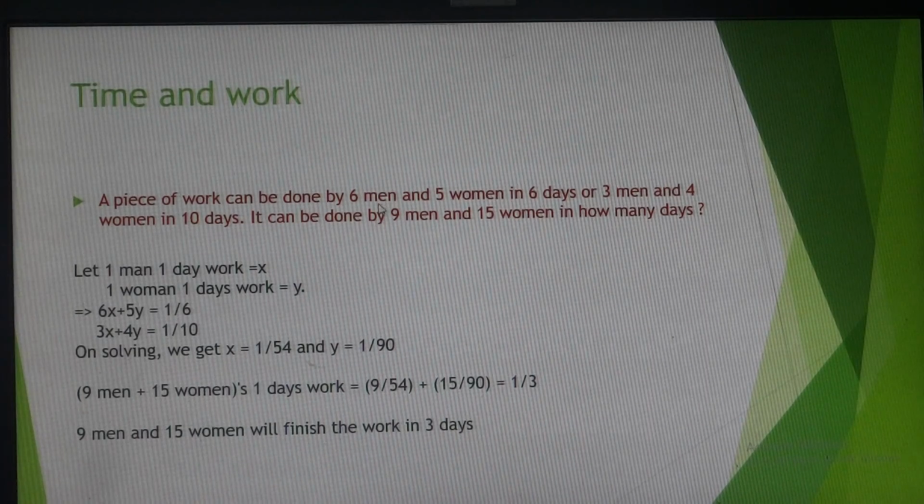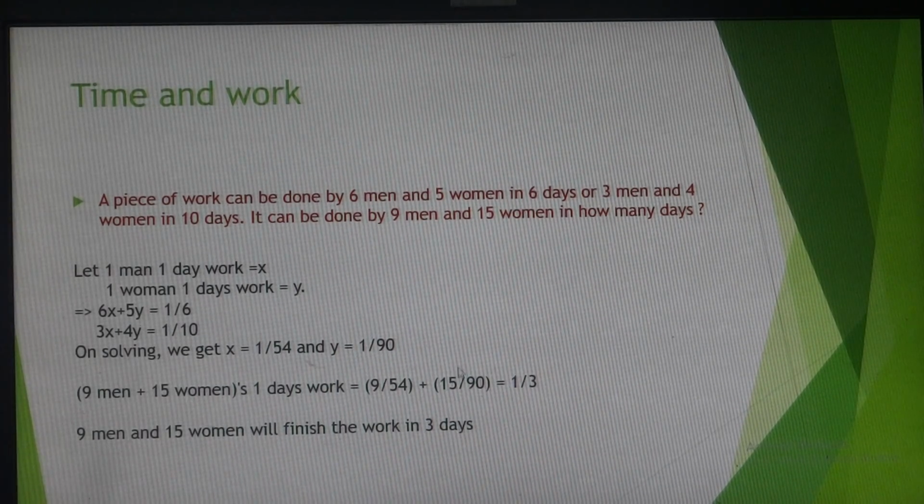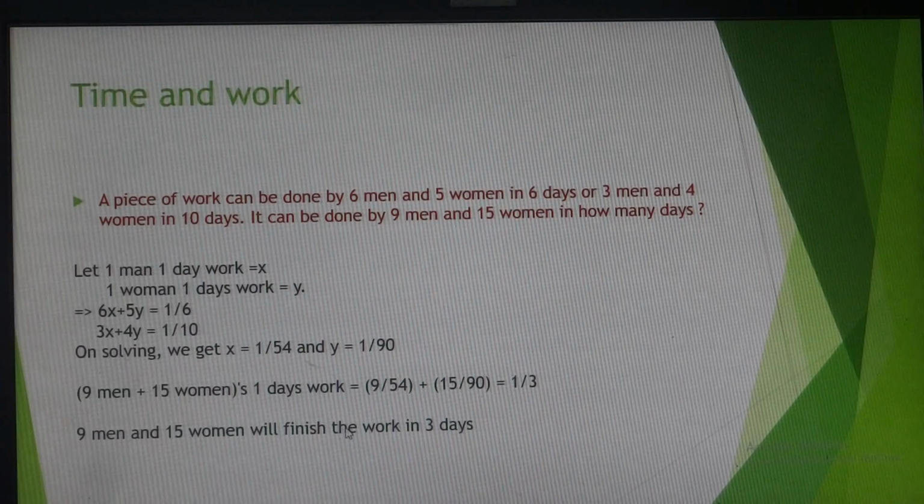So 9 men and 15 women's 1 day's work will be 9 into 1 by 54, which is 9 by 54, plus 15 into 1 by 90, equal to 15 by 90, which is equal to 1 by 3. So 9 men and 15 women finish the work in 3 days, reciprocating this answer.